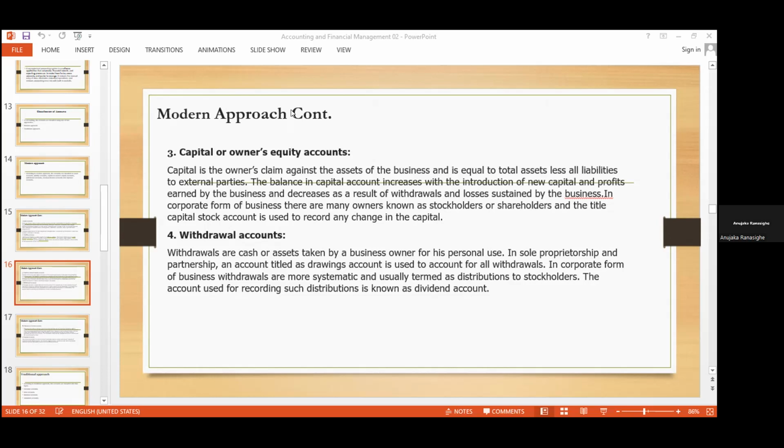In the corporate form of business, there are many owners known as stockholders or shareholders, and the capital stock account is used to record any change in the capital. Any change in the capital, we need to enter all the transactions in the capital and owners equity accounts.